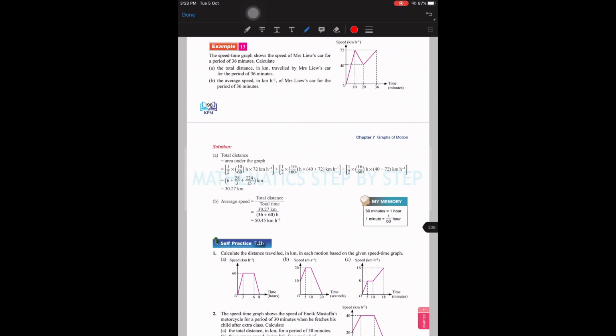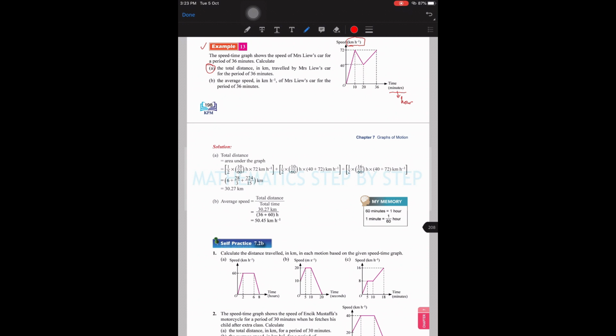So now let's go through example 13 together. The speed time graph shows the speed of Mrs. Liu's car for a period of 36 minutes. So you see here the y-axis is in kilometer per hour, the time is in minutes, so we must convert it into hours. So part A, calculate the total distance in kilometer traveled by Mrs. Liu's car for the period of 36 minutes. So total distance traveled.